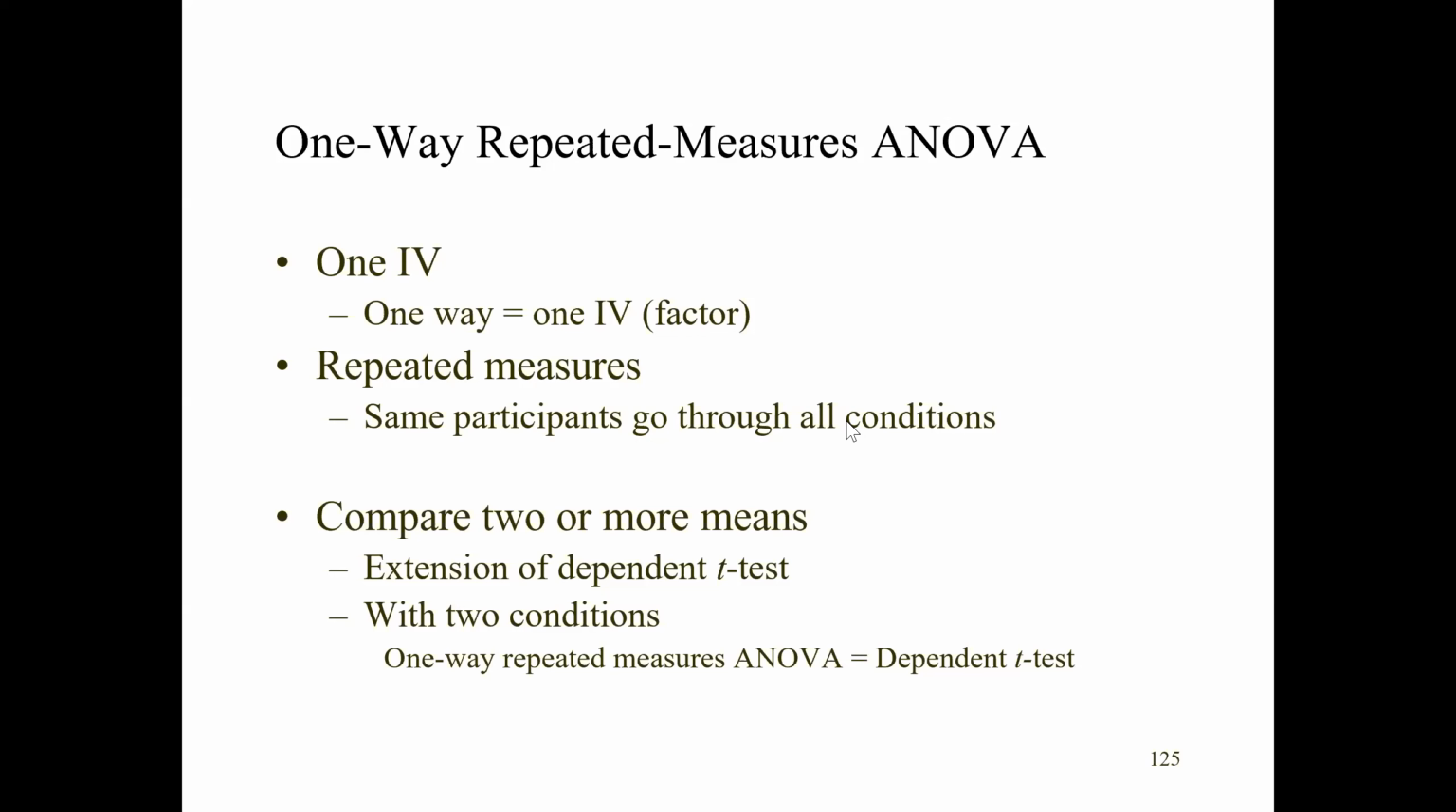This video is about one-way repeated measures ANOVA. One-way means one independent variable or one factor. Repeated measures means the same participants will go through all conditions. ANOVA can compare two or more means, and repeated measures ANOVA is an extension of the dependent t-test. If there are only two conditions, one-way repeated measures ANOVA is the same as a dependent t-test.